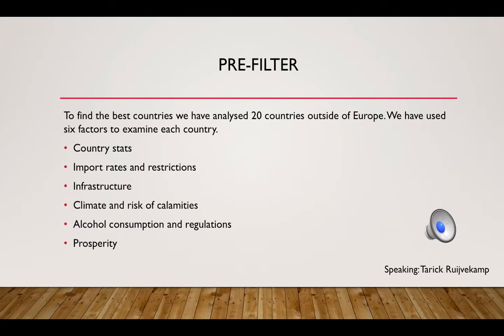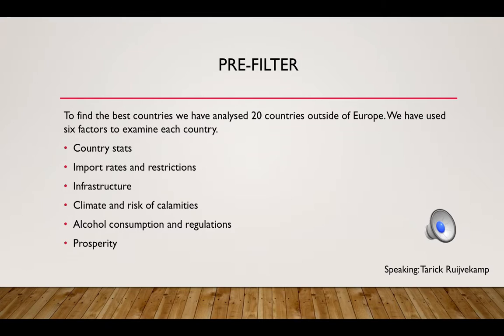To find the best country for us to export to, we have done a pre-filter. In this pre-filter, we have used 6 factors to examine each country. First, we have looked up the country stats. The country stats we've looked up are the GDP, the total population, and the main religion. To make a good decision on which country fits us best, we also look at import rates and restrictions.